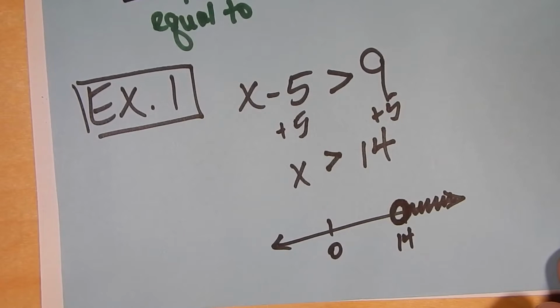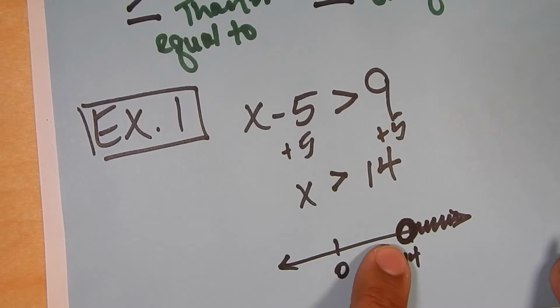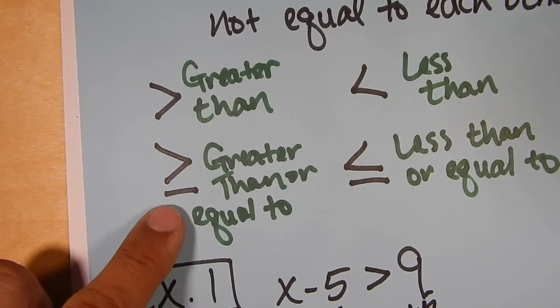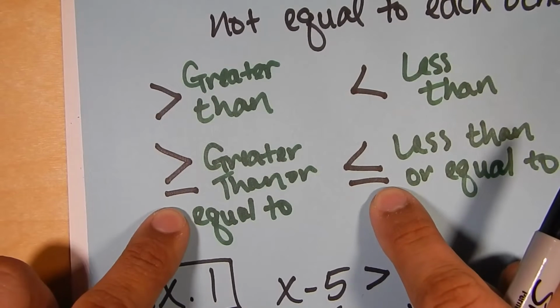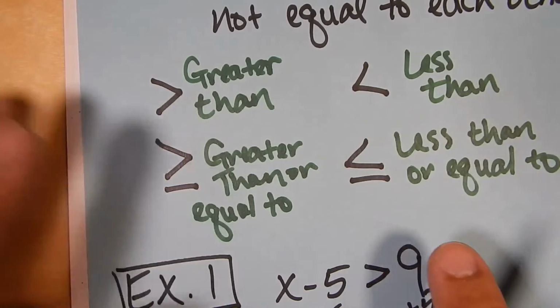Now, the trick to knowing whether this point is included or not: if we go back up here, if you have a line underneath, include the point. If you don't have a line, leave the point out. It's open.